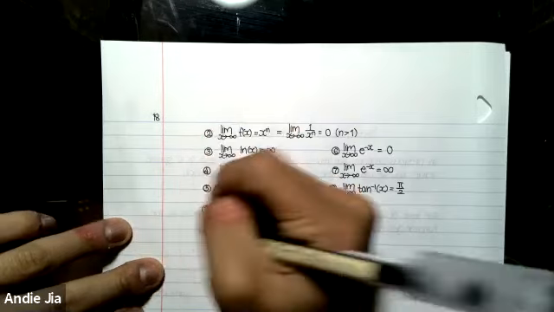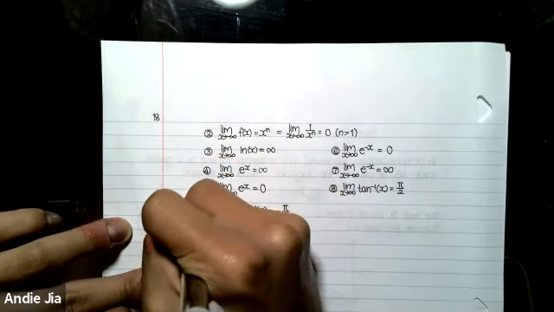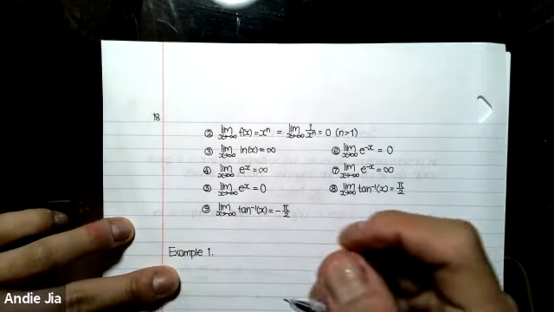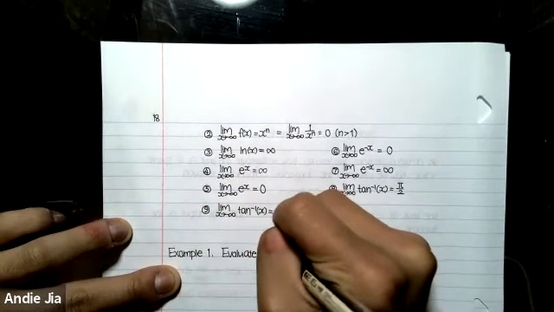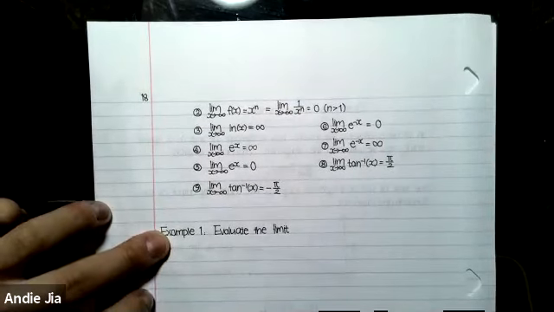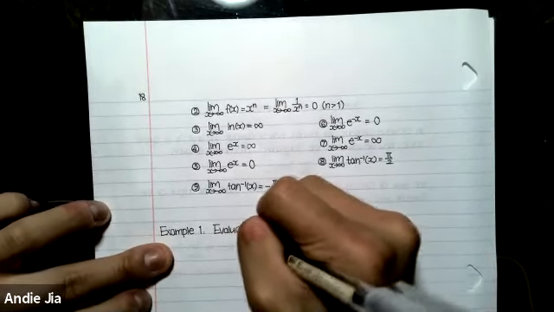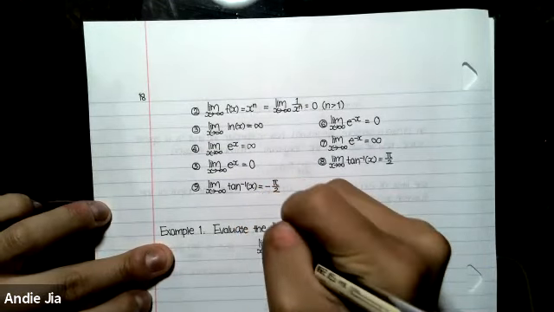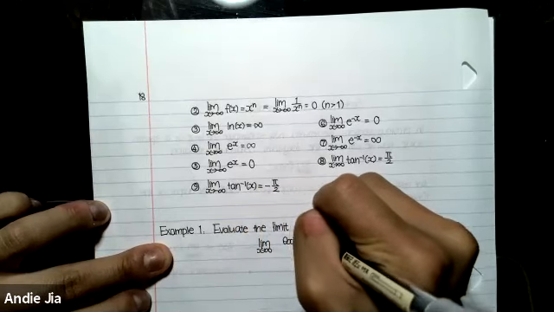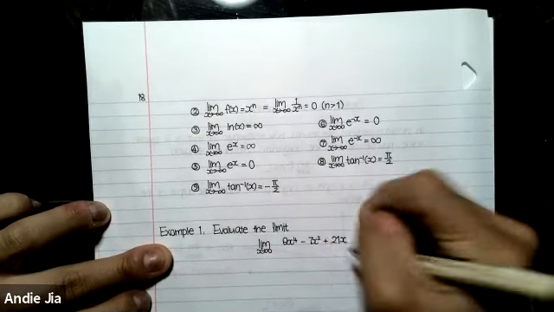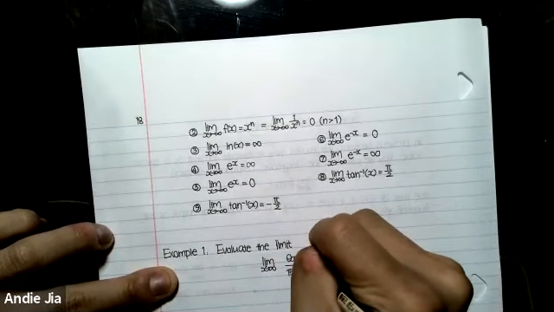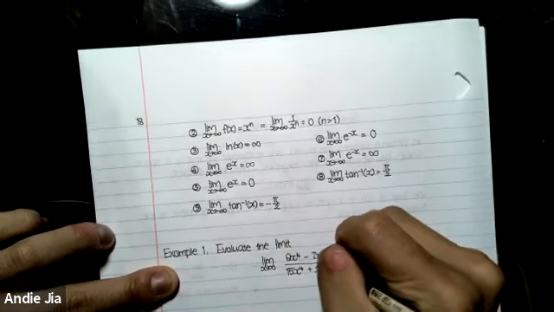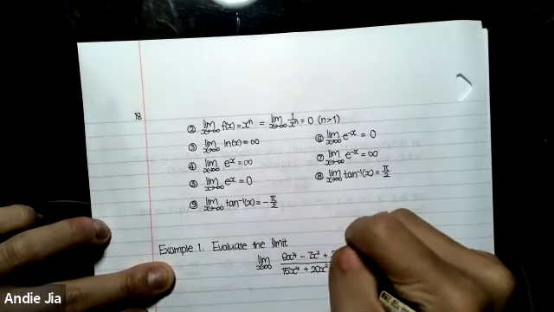Now let's try an example here. Evaluate the limit as x approaches infinity of 9x to the 4th minus 7x squared plus 21x, over 15x to the 4th plus 20x squared minus 42x cubed.